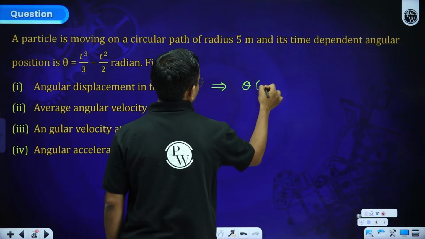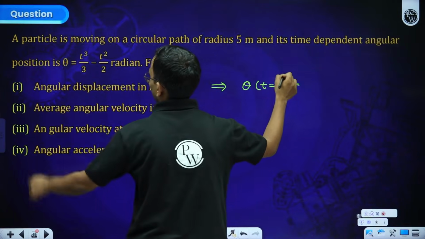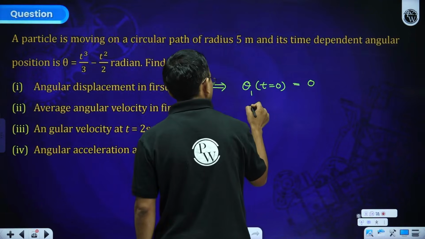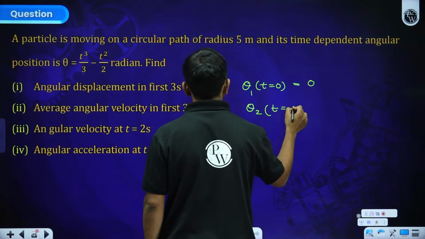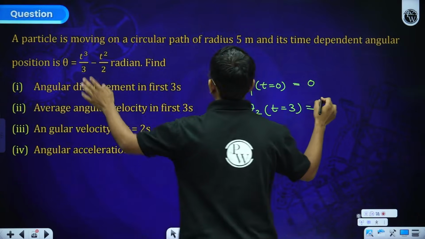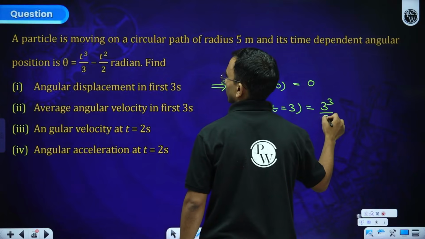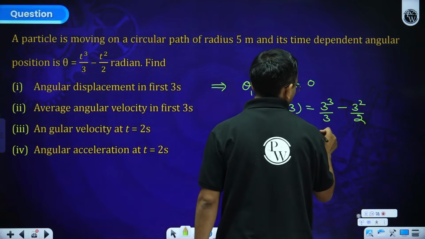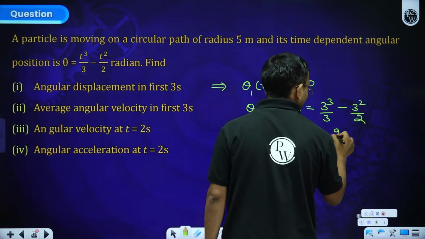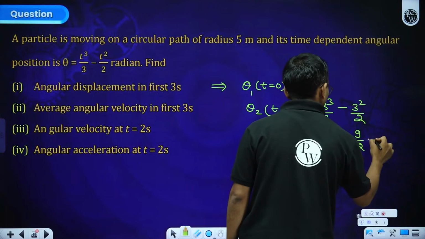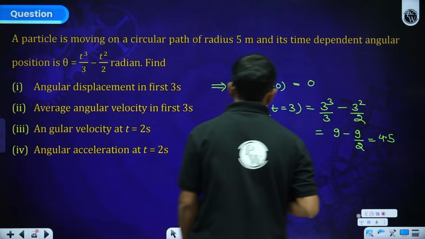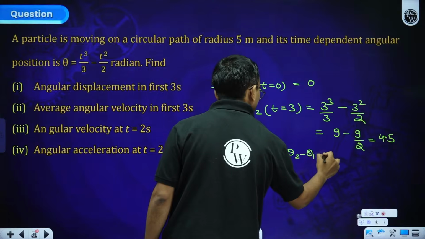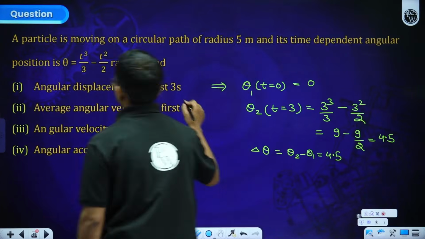Angular displacement in first 3 seconds. First I need theta at t equals 0. This is my initial angular position. Put t equals 0, that is 0. Now theta 2 at t equals 3 seconds. Put t equals 3 here. So 3 cube by 3 minus t square divided by 2, this is 9 minus 9 by 2, so this is 4.5. Now angular displacement will be equal to theta 2 minus theta 1, that comes out to be 4.5.